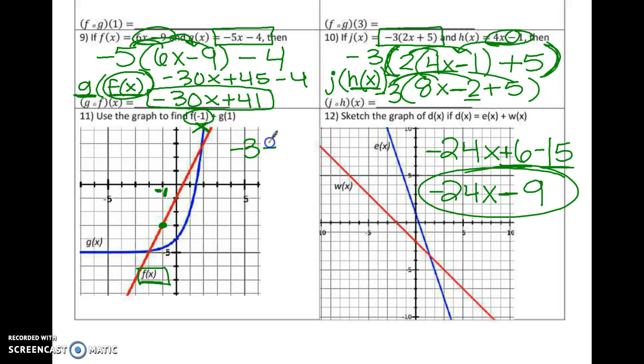And it says we're going to add that to g of 1. So we're going to go to 1 on the x-axis again, and we're going to do g. We're going to go to the blue line. So if we go down, we have to go down 2 to get to the blue line, because we're trying to find g of 1.